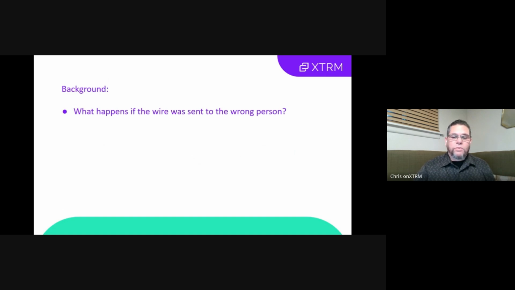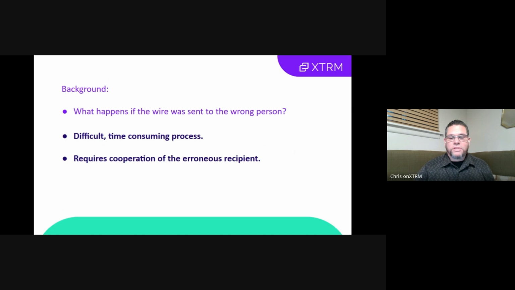And what happens if the wire was sent to the wrong person? Well, banking errors are not uncommon. Typically, if any of the criteria are off by a single character, the bank transfer is likely to be automatically returned, but that causes additional delays. Now you're waiting for the funds to be returned, or you're obtaining the correct data from the recipient, and then you're reissuing the bank transfer.